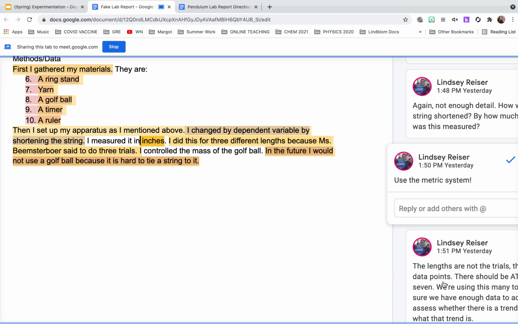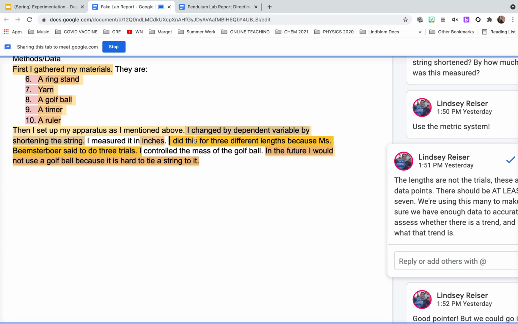Okay, and then this next one. "I did this for 3 different lengths because Ms. Beamsterboer said to do 3 trials." I get this a lot, that people assign the causation or the purpose of something within the lab to their teacher rather than the underlying reason why we have you do that, okay? You're not going to get points for just saying, I did it because I was told to do it. Like, why were you told to do it, okay?